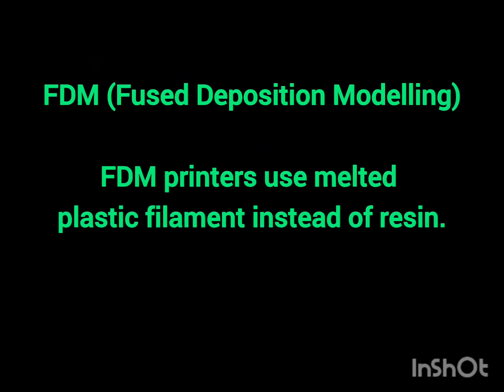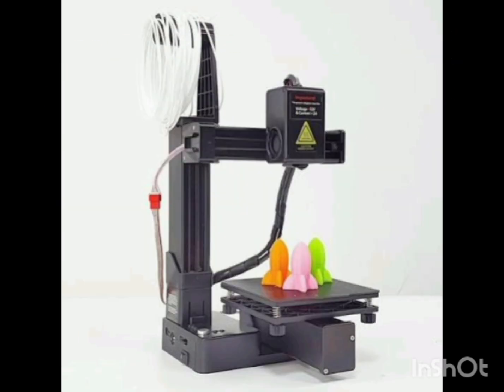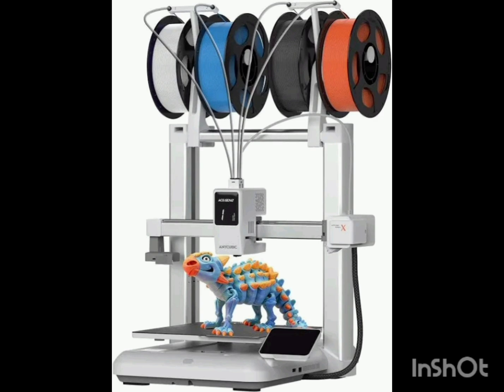And then lastly, we have the fused deposition modeling, that is the FDM model. The FDM printers use melted plastic filaments instead of resin. Although inexpensive, they lack the accuracy required for clear aligner models and are generally not recommended for orthodontic applications.